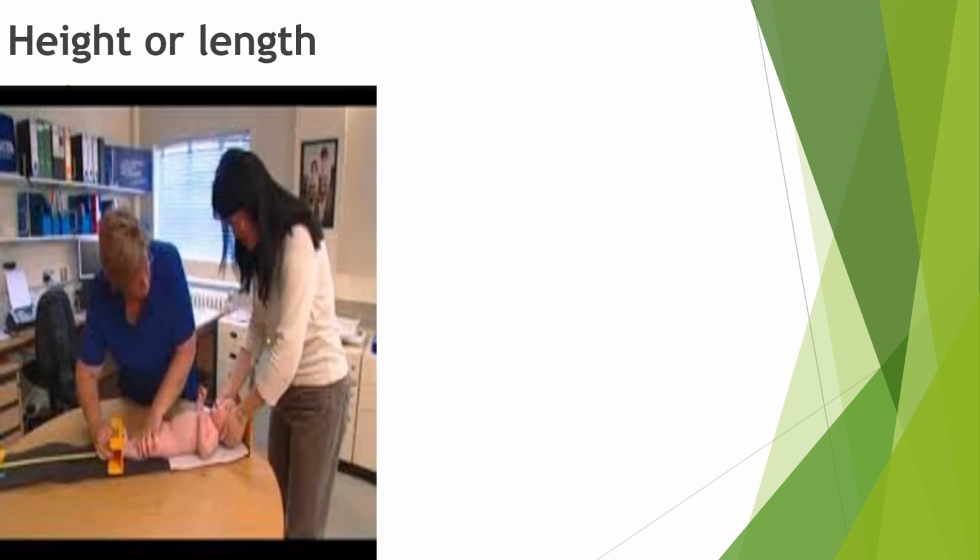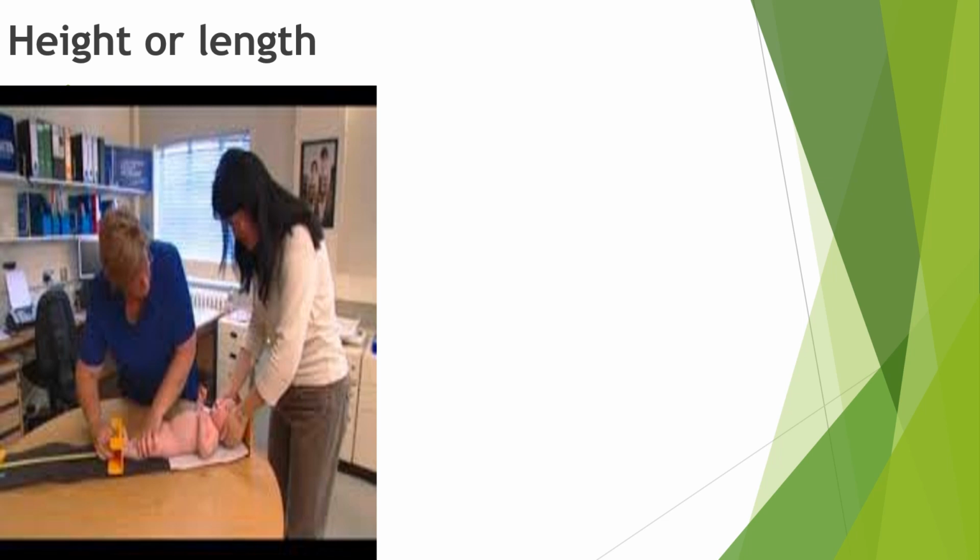The other component of anthropometry is height or length. Length is taken in the recumbent position until 2 years of age, as you see in the image, because children can't stand to have their height measured.